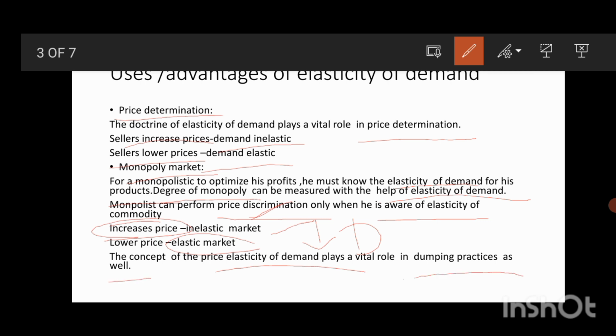The concept of price elasticity of demand plays a vital role in dumping practices as well. Dumping is a practice where products are dumped, that is, products are put in the market at very low cost or prices, and it is done in order to outbid the competition.